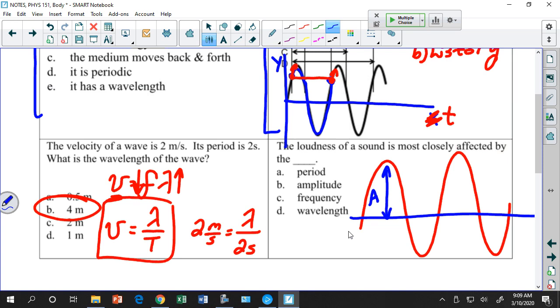Often on a graph, this might come up in some of the tests as you're looking back at old tests. Sometimes you don't have this axis, and so what you have to do is measure this distance, and this would be twice the amplitude. So you would measure that distance on your graph and then just take half of it. Sometimes that's the easier thing to do.